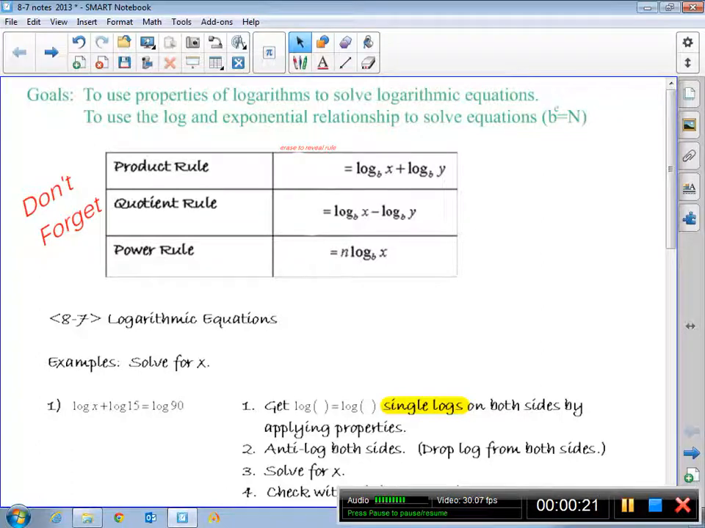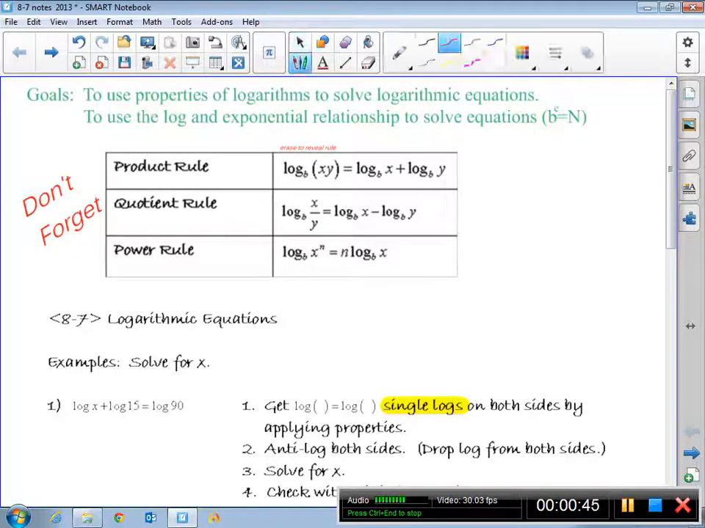And we have the product rule. When we have log of x plus log of y, that means that it came from the log of xy, x times y. When we have the log of x minus the log of y, that expansion came from the single log of x divided by y. And when we have n times the log of x, that came from the log of x to the n. So remembering your properties, very important.